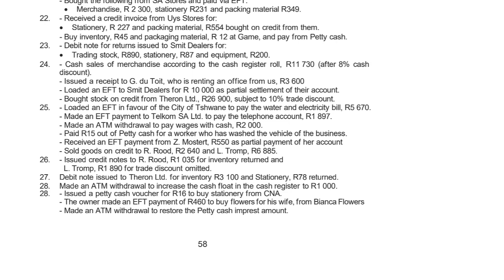Made an EFT payment to Telkom SA to pay the telephone account, 1897. Made an ATM withdrawal to pay wages with cash, 2,000 Rand. Paid 15 Rand out of petty cash for a worker who has washed the vehicle of the business.